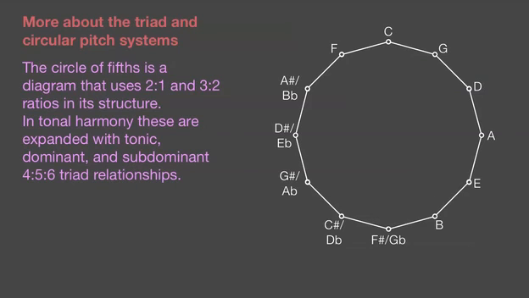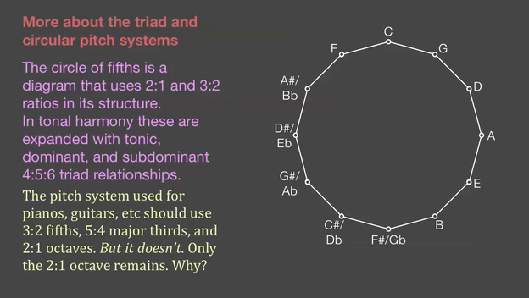So this circle of fifths is a diagram that uses 2:1 and 3:2 ratios in its structure. In tonal harmony, these are expanded with tonic, dominant, and subdominant 4:5:6 triad relationships. And this really is the crux of the tonal system. We have these perfect fifths that sound very good and strong. We expand them with a major third, and we suddenly create a system where related triads, ones that are related by this perfect fifth or perfect fourth relationship, such as C to G, which is a perfect fifth, or C to F, which is a perfect fourth, also have this tonic subdominant-dominant relationship.